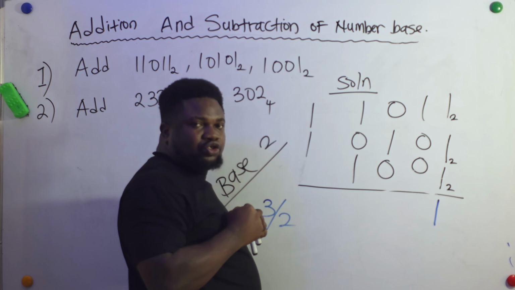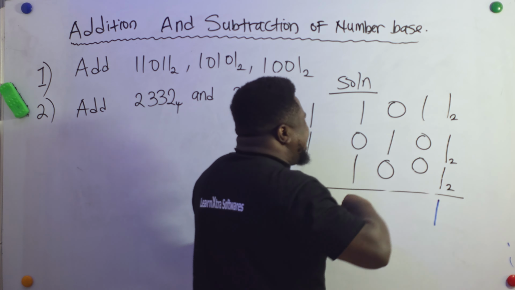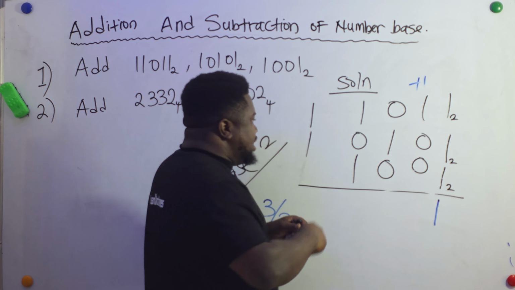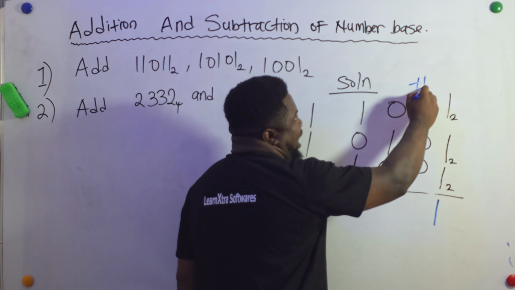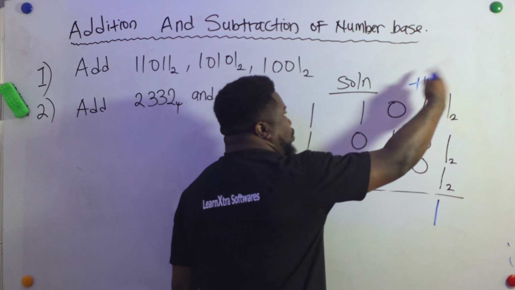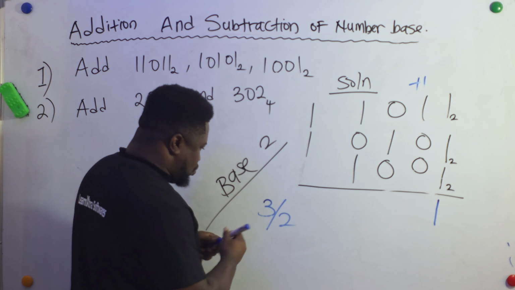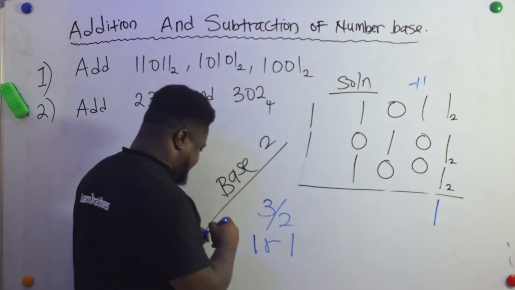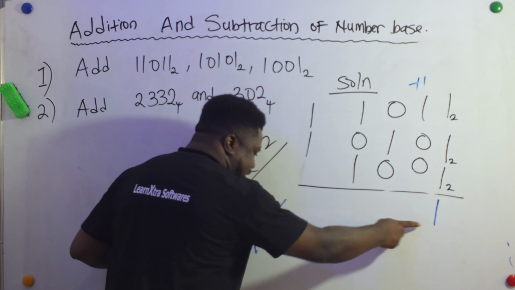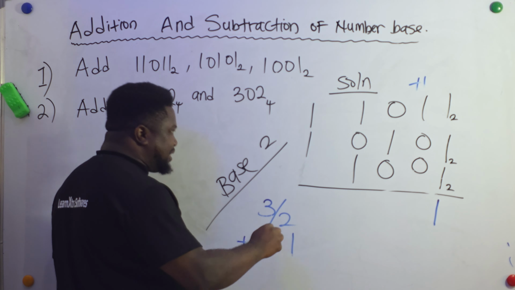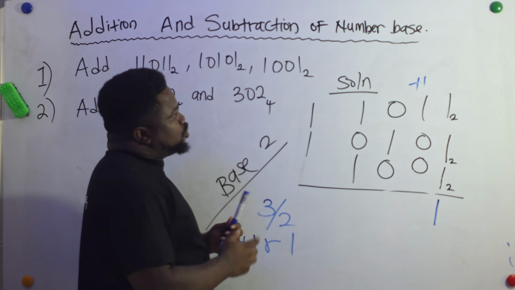That one that you got, the quotient, add it here. So that becomes plus 1. This one here is the remainder, here is the quotient. So 3 by 2 gives us 1 remainder 1. The remainder is the one I wrote down here. The quotient is the one I am adding to the next column. That's it.